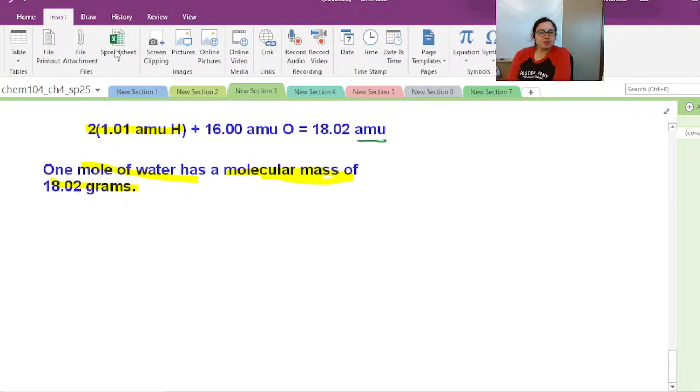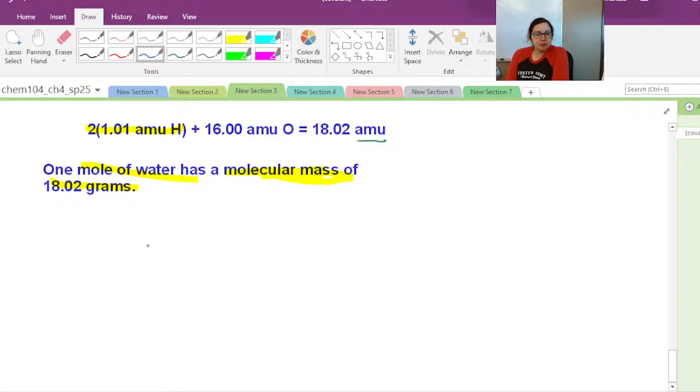Let's try an example. Let's find the molecular weight of silicon tetrachloride. So just add it up, do a little practice, make sure we're all on the same page.